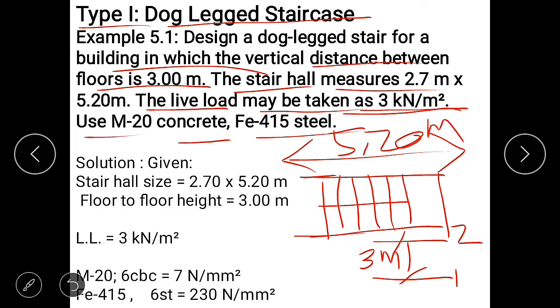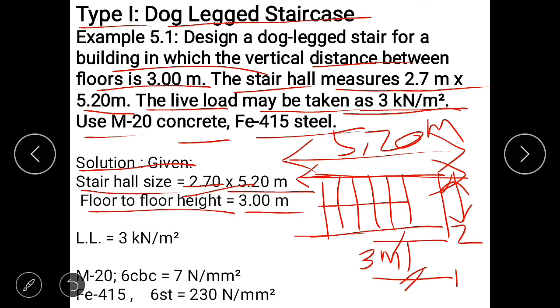Now we start with the solution of the dogleg staircase. We design the staircase. The stair hall size is given as 2.7 meter into 5.20 meter. So this distance is 5.20 and this distance is 2.70 meter. The floor to floor height is 3 meter, from first floor to second floor. The live load given is 3 kilonewton per meter square.